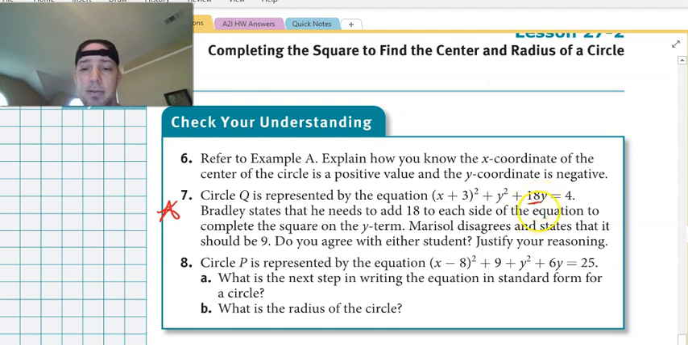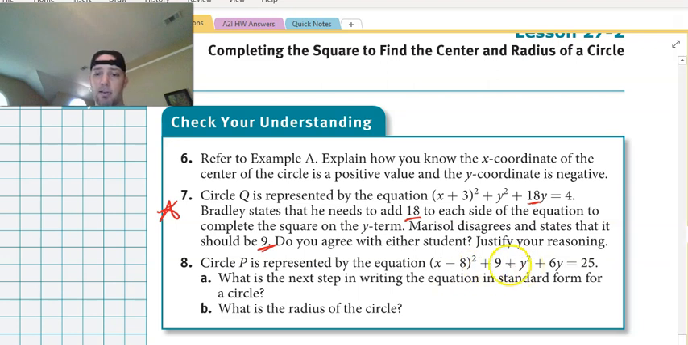So 9 squared is 81, is how much you're supposed to add to both sides. So Bradley is wrong because that's not 81, and Marisol is wrong. So both of them are incorrect because you need to add 81 to complete the square. For question 8, though, you should be able to complete this square here. Writing the equation in standard form of a circle, it says what is the next step?